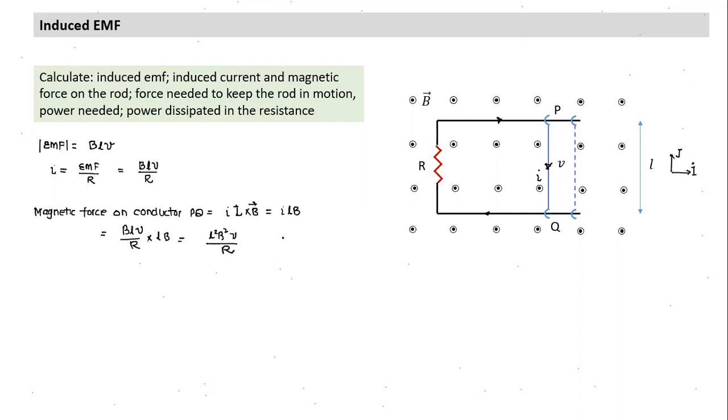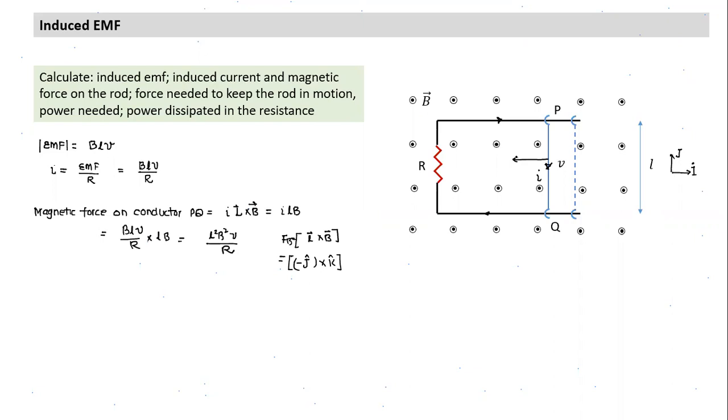So what will be the direction of FB? Direction of FB will be along L cross B. L is along which direction? Minus j cap, cross k cap. So which direction? So force will act along minus i cap direction. In this direction the force will act.